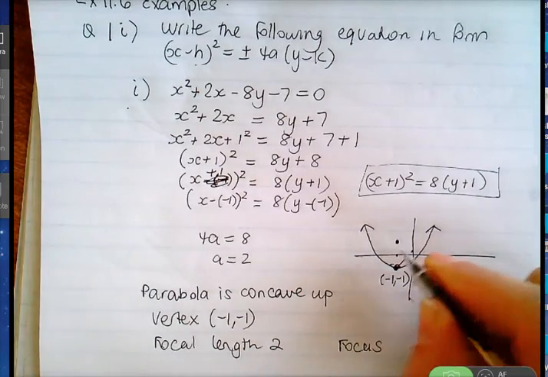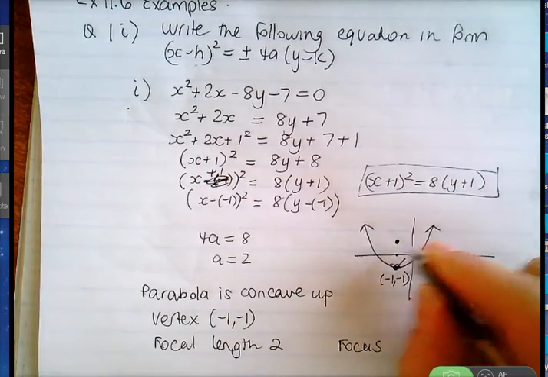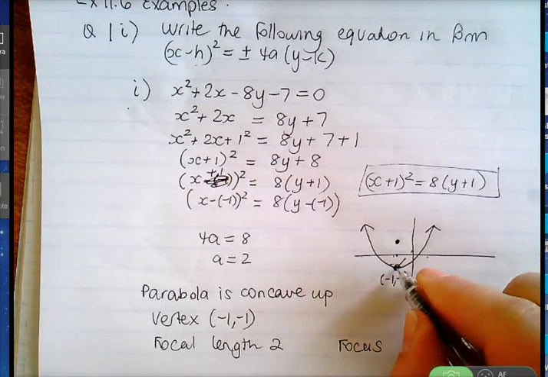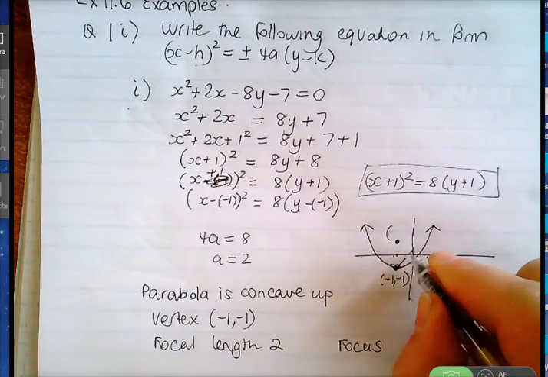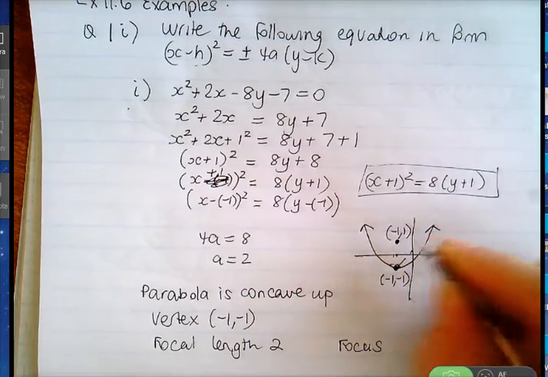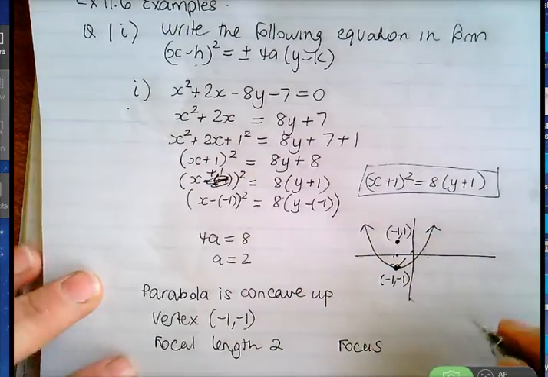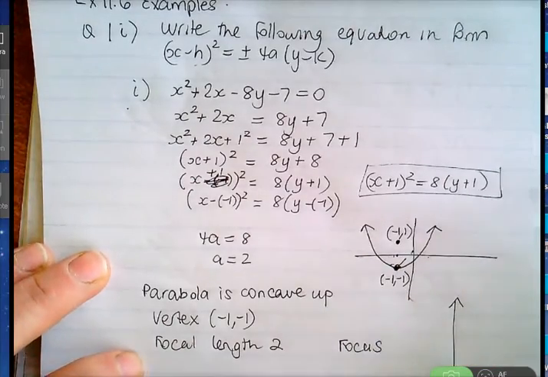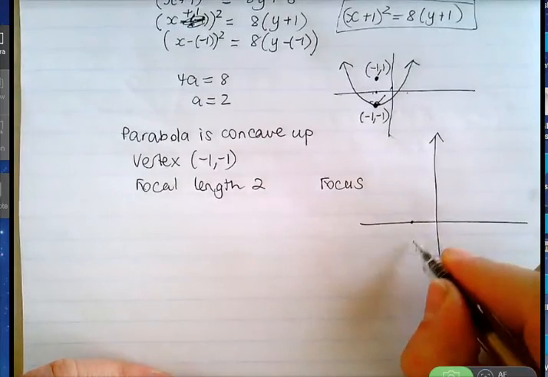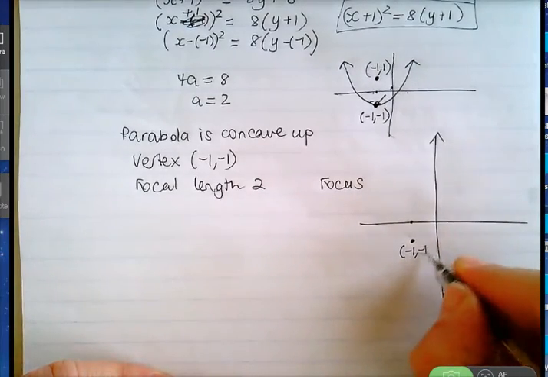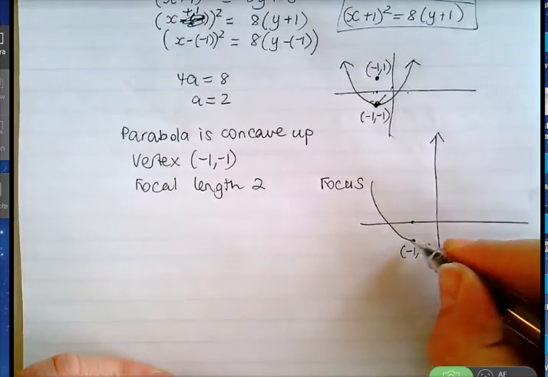Sorry? No? -1 and -2. Yeah, because it's 2 units up from here. So the y value will be 1 and the x value is -1. All right, I'll draw it bigger because I think you can't see it properly. Now, the vertex is -1, -1 and it's concave up.